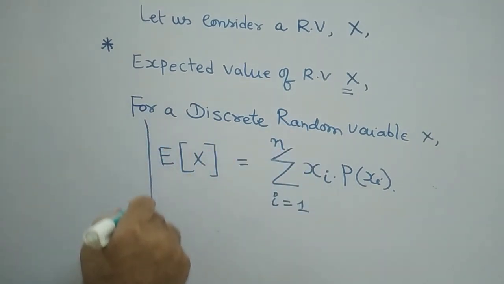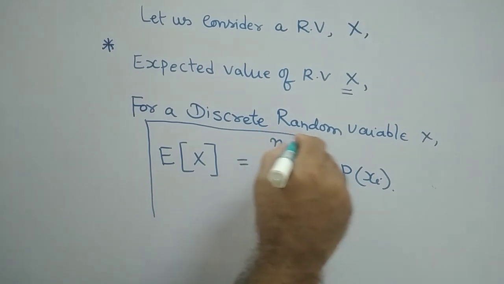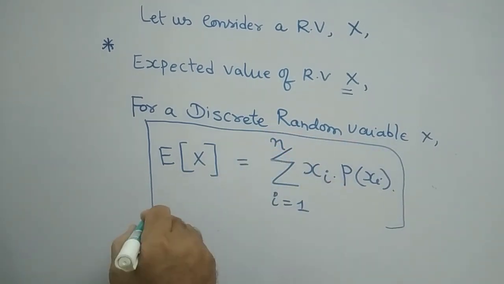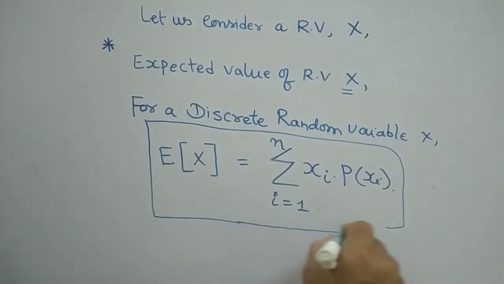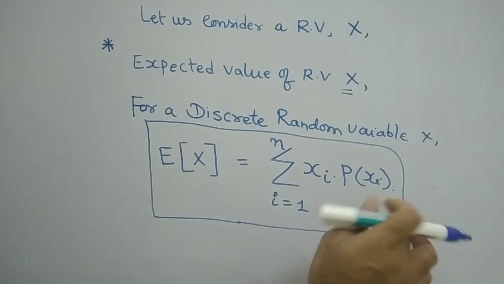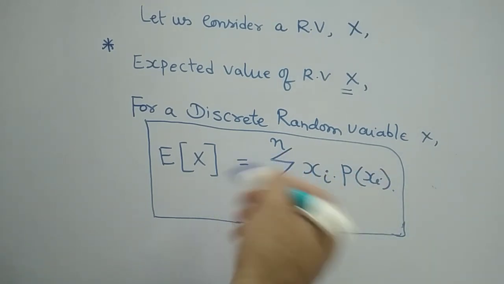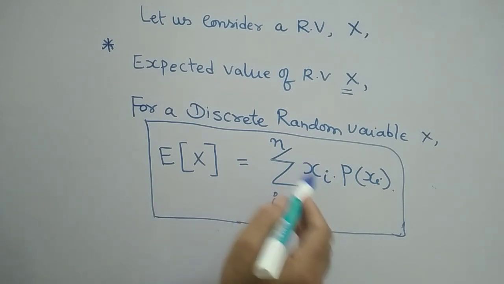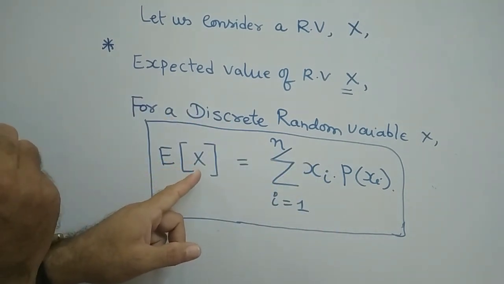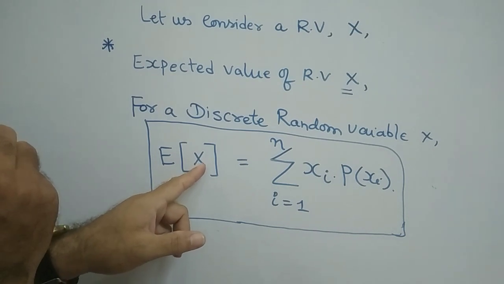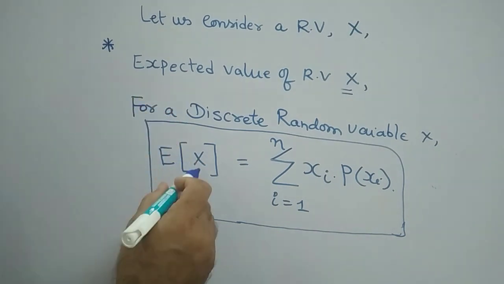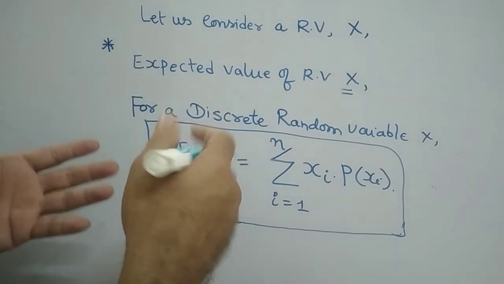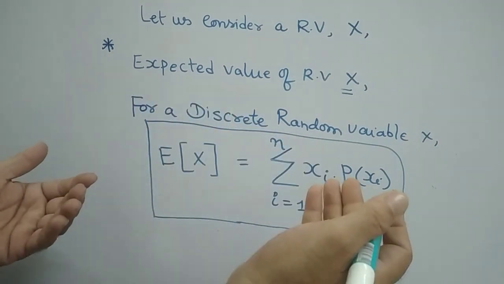So this is the formula for the expected value of a discrete random variable x, right? In the discrete case we will have the summation instead of integration. What is xi? So, for example, x is a random variable, and this random variable can have a number of outcome values.